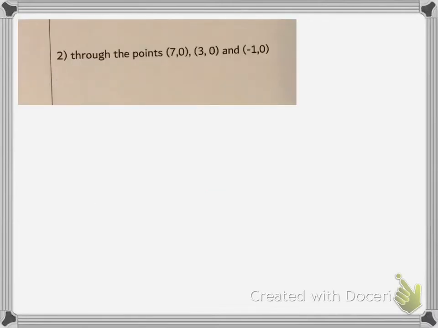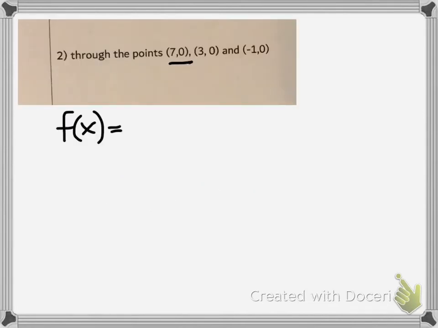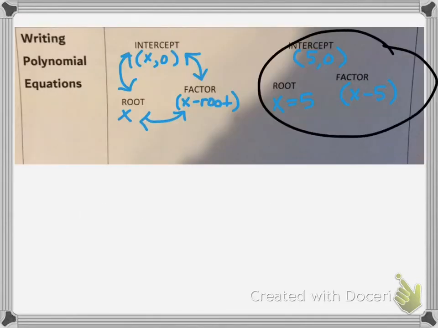Okay, let's try this one. All right, f of x equals, no a value here. I have an intercept at 7. Now I'm going to go back to the last one. The last one gave me roots. This one is giving me intercepts. It doesn't matter. We're going to do the same thing with them because of this graphic here.